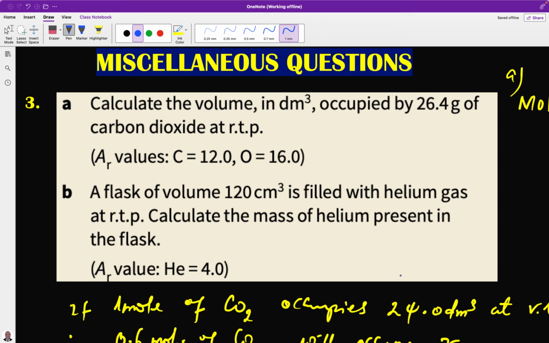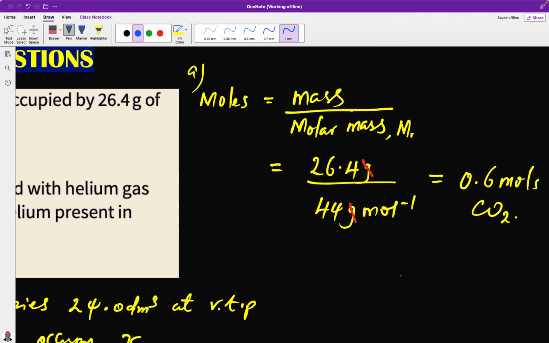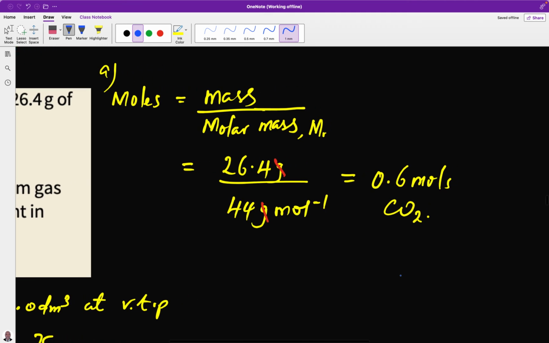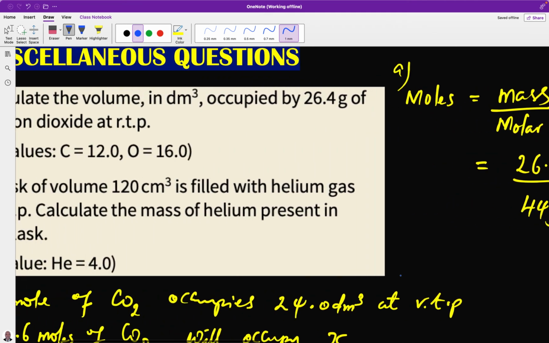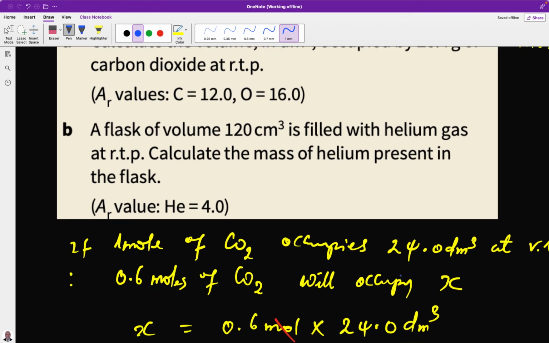Do everything, do the relation, use any formula you can to have the number of moles of carbon dioxide. And we did that. We used moles equals mass divided by molar mass, and we had 0.6 moles of carbon dioxide. Then how can we now convert this to molar volume?